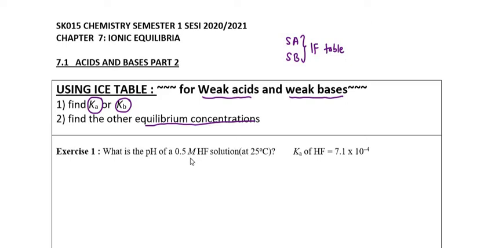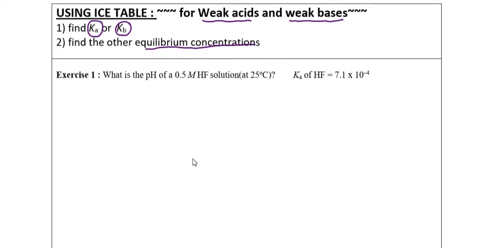Okay, now we go to question number 1, exercise 1. What is the pH of 0.5 molar HF solution? Ka is given for you, HF 7.1 exponent negative 4. Normally the question for chapter 7 asks you to find the pH or pOH. If you want to find the pH, you must have the concentration of H+.